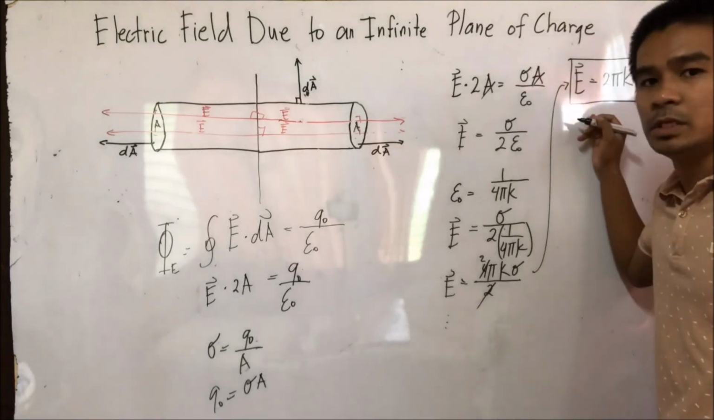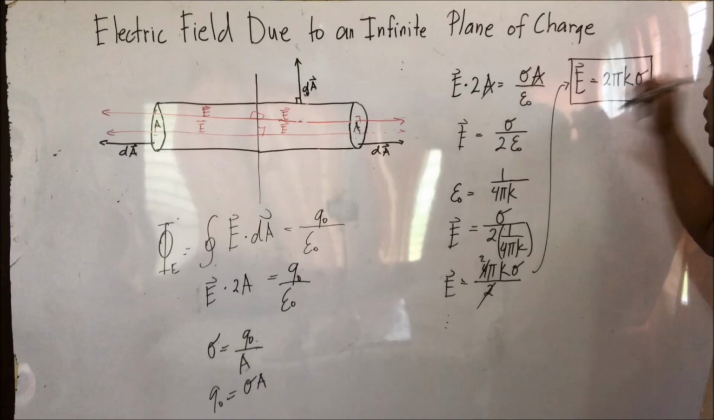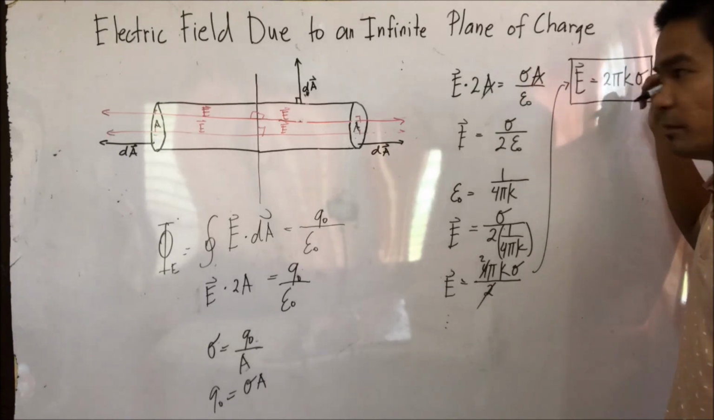So this is how we determine the electric field due to an infinite plane of charge: 2 times pi times Coulomb's constant times surface charge density.